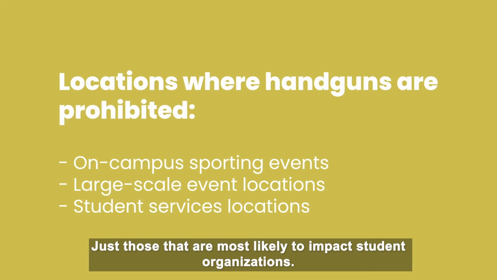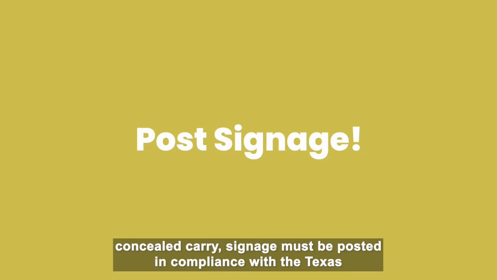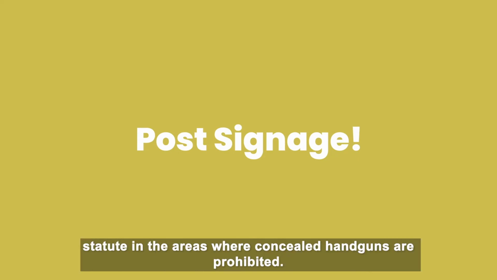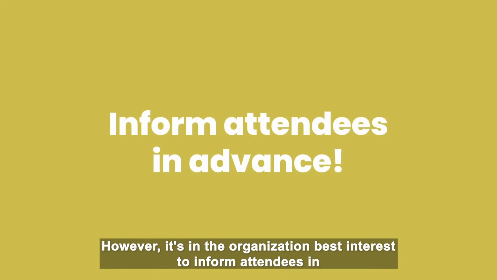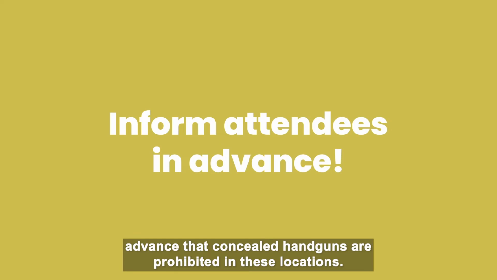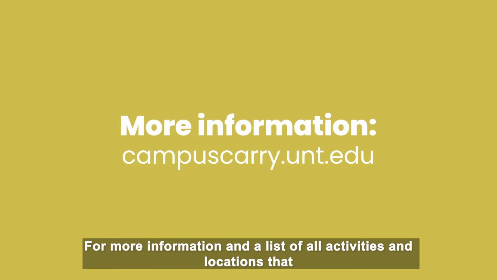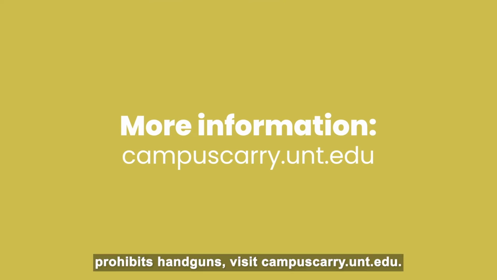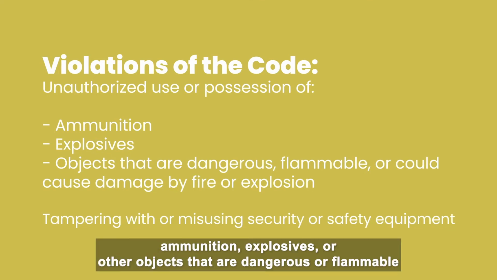This list does not include all activities and locations prohibited, just those that are most likely to impact student organizations. When an organizational activity meets the criteria for prohibiting concealed carry, signage must be posted in compliance with the Texas statute in the areas where concealed handguns are prohibited. However, it's in the organization's best interest to inform attendees in advance that concealed handguns are prohibited in these locations. For more information and a list of all activities and locations that prohibit handguns, visit campuscarry.unt.edu.